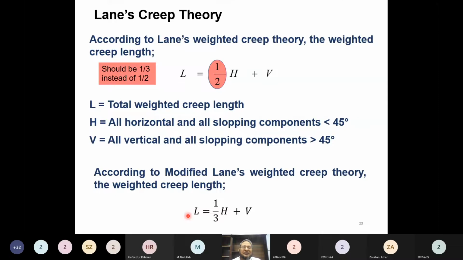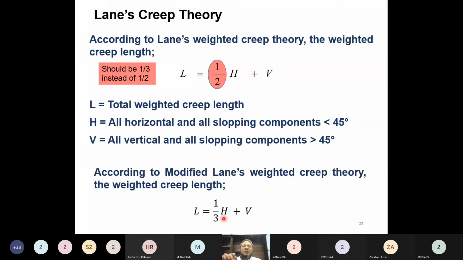So if we are using Lane theory, how can we compute the uplift pressure head or uplift pressure? According to Lane theory, the equation will remain the same. We have to compute head loss at that point. And how do we compute head loss? The creep length up to that point divided by the total creep length into the capital H. So the only difference in the Lane theory is how to compute the creep length. We do not consider the horizontal lengths much. Horizontal lengths would be divided by 3, and then verticals would be added.